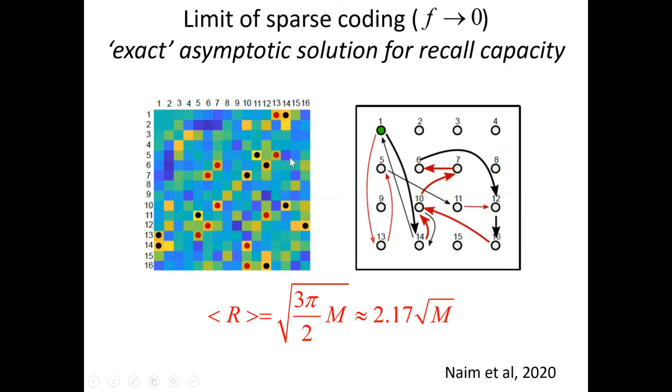And as a result, we have this extremely simple prediction, right? We say that if we have m words in memory, and they're encoded in this random sparse way, and the recall process works according to the algorithm that I suggested, then we can predict that the number of words that people can recall will be given by this simple expression. Okay, so this will scale as the square root of the total number of words that you remember, with a very specific value of the coefficient, which is roughly 2.